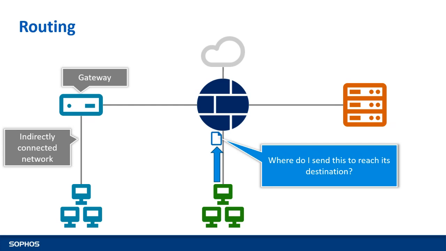If the traffic is destined for a network that is not directly connected to the Sophos firewall, by default it will be sent to the default route. In the example shown here, we will create a route in the Sophos firewall, so that it knows how to send traffic destined to the network indirectly connected to the gateway of that network.